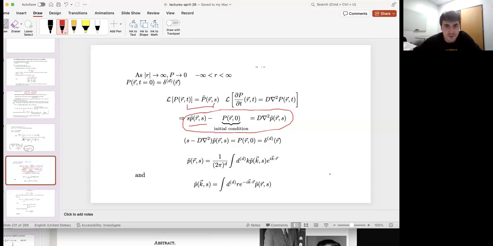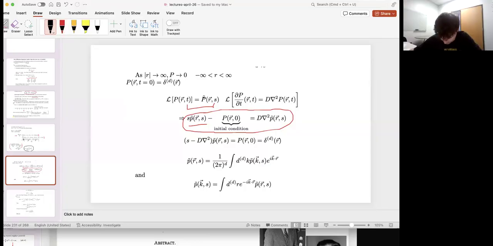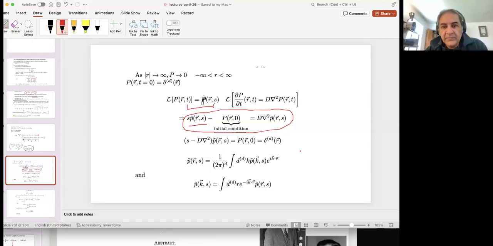Uppercase P tilde and lowercase p tilde, the same thing here? Uppercase doesn't have a... oh, you're right. Yeah, this should be lowercase. I didn't catch this. It should be like this. Good point. Good catch, actually.